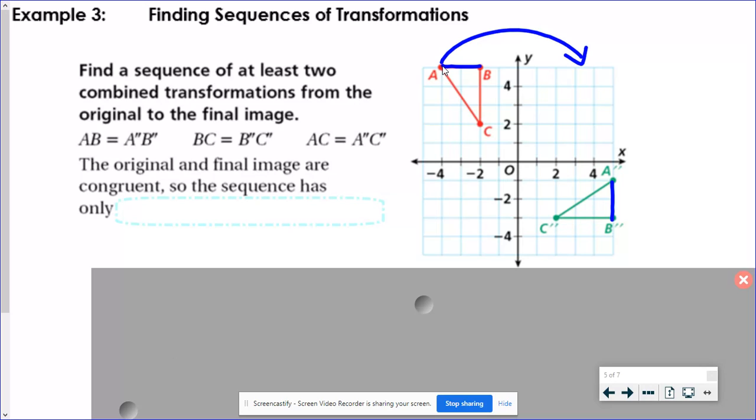However, I do want you to notice, since the first image, the pre-image, and the last one are the same size and shape, they are congruent, I don't have any dilations in here. So that's the only two things that we're going to do. We're going to rotate, and then we're going to translate. So if I do a 90-degree clockwise rotation, I can't spin my graph on here, but we can talk about these as ordered pairs.